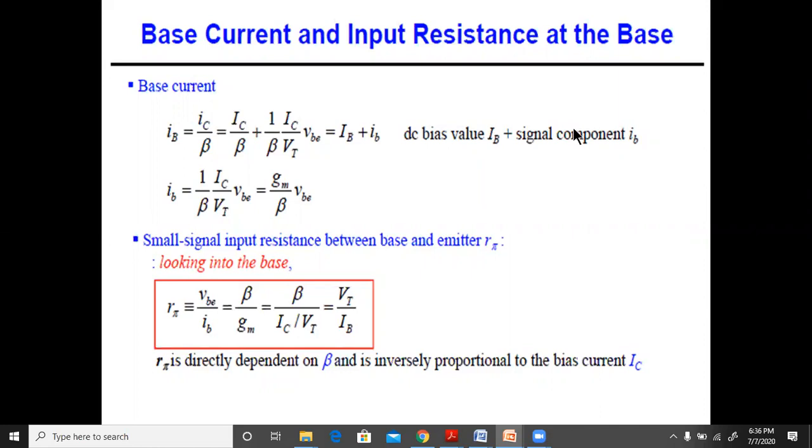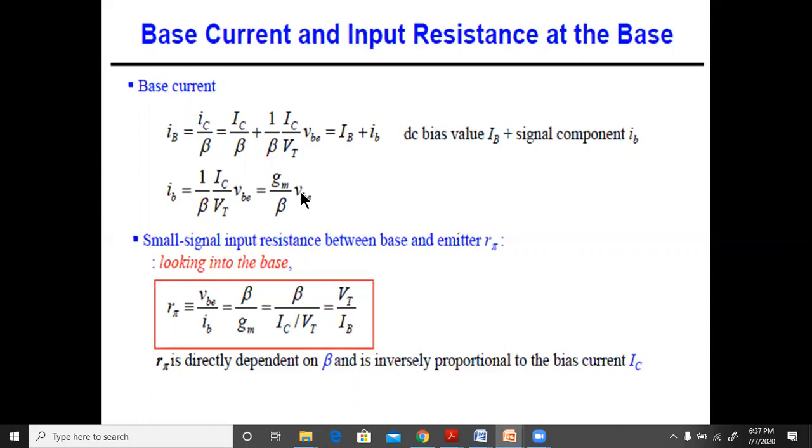That's what we have written here: the DC bias value IB and the signal component ib, the instantaneous value iB. So this term and this term are both the same. IC by beta is equal to IB. Therefore, this quantity should be equal to this. So that's why we have written here IB is equal to 1 by beta, IC by VT, VBE. And we know that this is equal to gm. That's why it is written as gm by beta into VBE. So we have a relationship here between the base current and the base to emitter voltage.